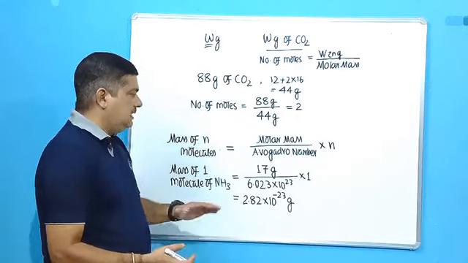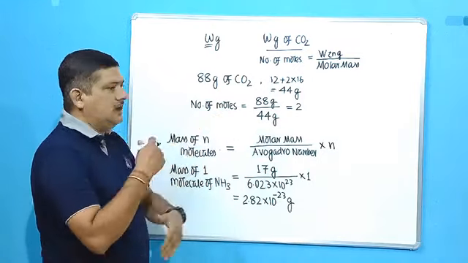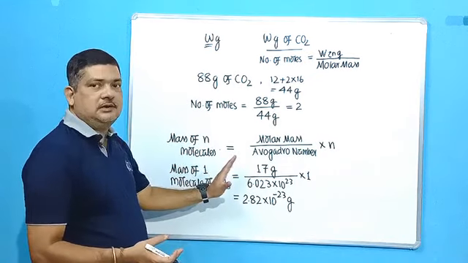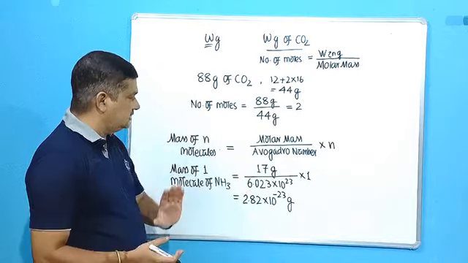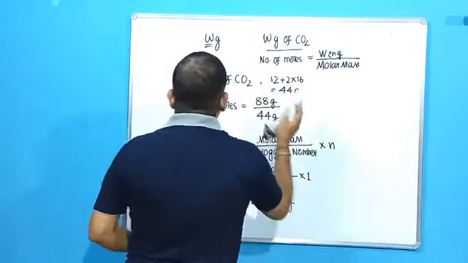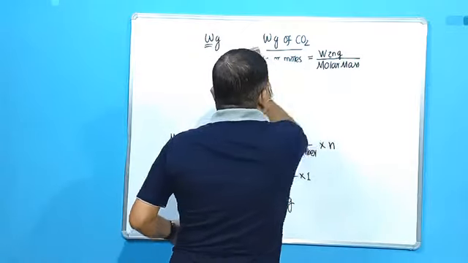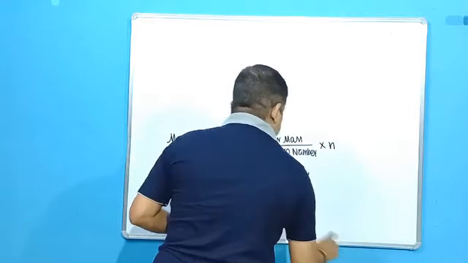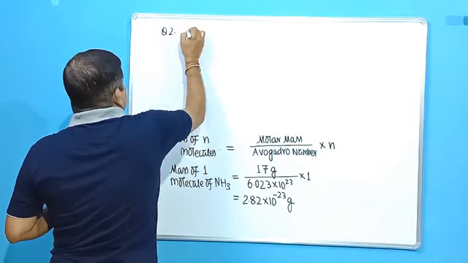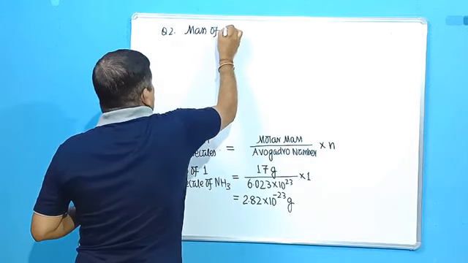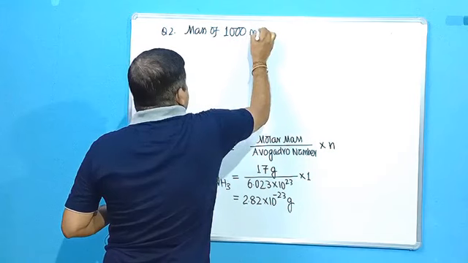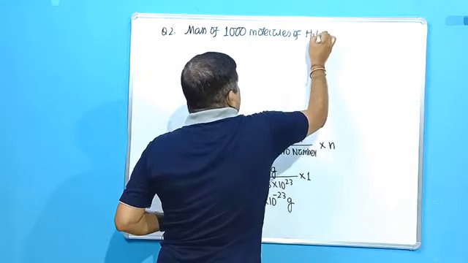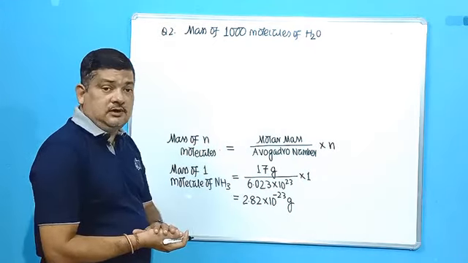So in two ways you can solve. Either you can solve by the process, equating in various forms, and then solve the numerical, or you can devise your own formula like this. Then question number 2 is also based on this formula. Calculate the mass of 1000 molecules of water. This was question number 2 given to you.